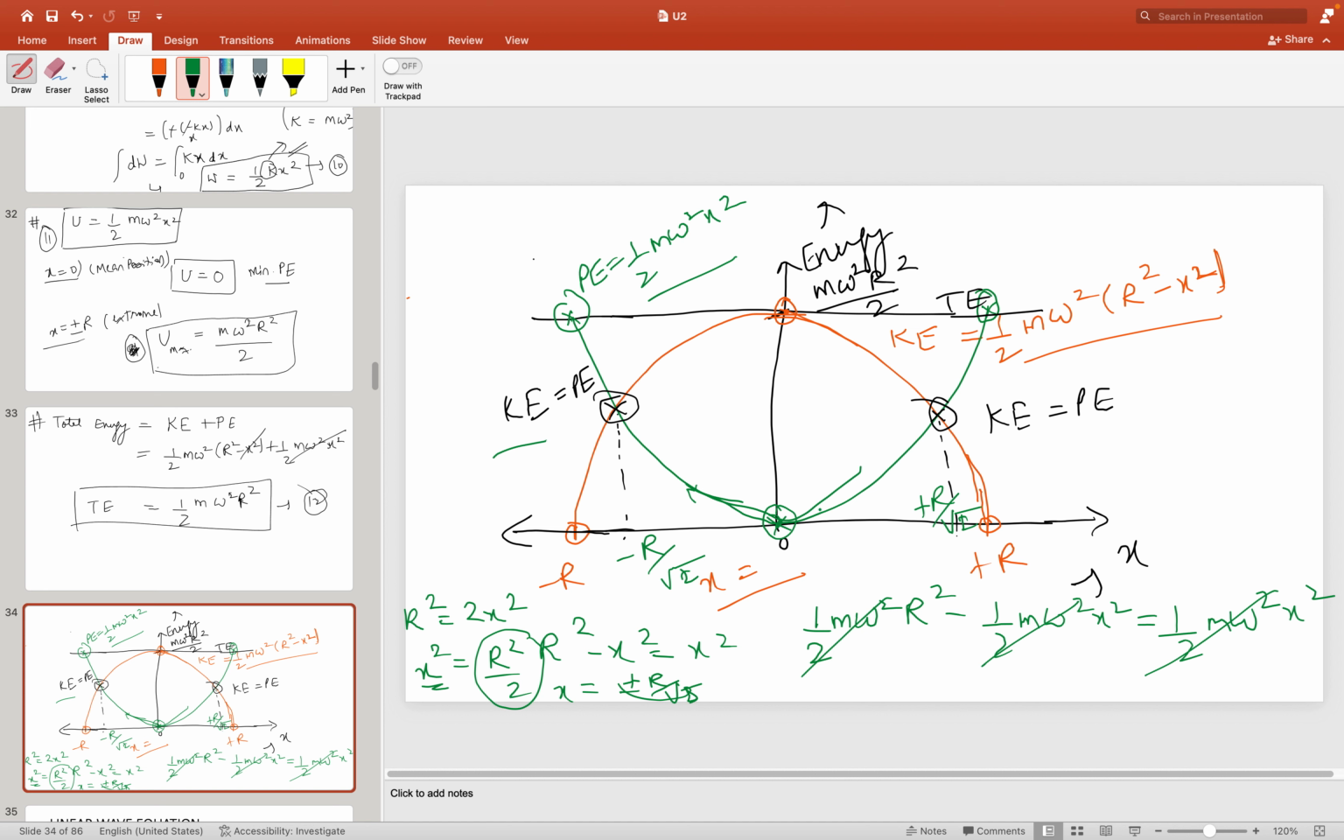Is it clear, class? Yes, ma'am. Okay. Is there anything you want to ask? Okay, so we are starting. So SHM is till this point only. Simple harmonic motion, calculation of displacement, velocity, acceleration, and energies.